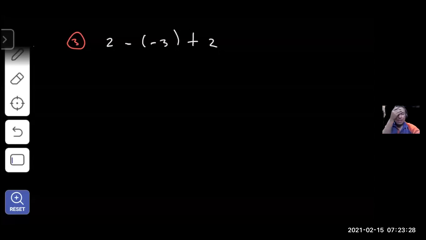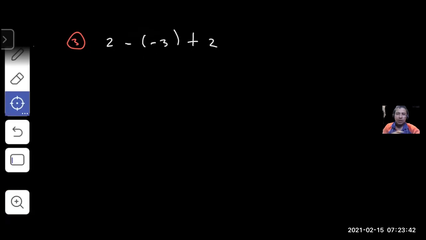Let's suppose that we have this now: 2 minus parenthesis negative 3 plus 2. The thing here, guys, this is simple. But the main concern, guys, is this parenthesis, right? Because we have a double sign. You learned last year that when we have a parenthesis, that can stand as a multiplication, right? Multiplication can be represented as a point, an asterisk, a star, or a parenthesis.